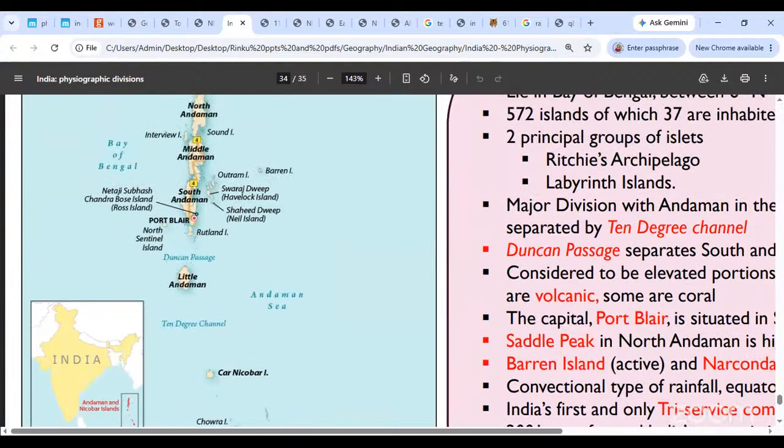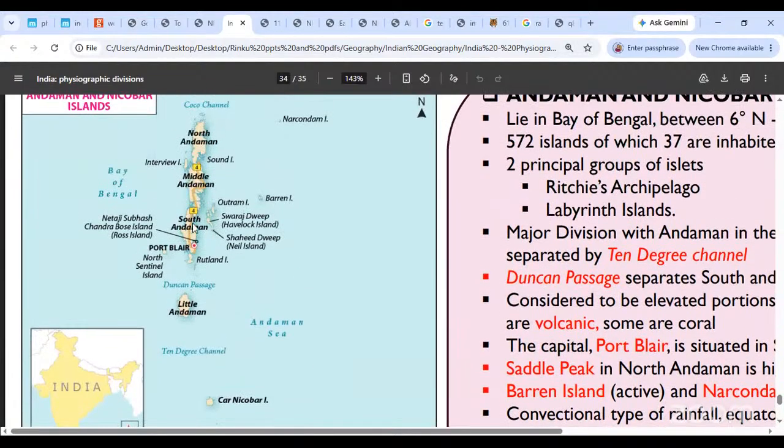And अगर आप देखें within the Andaman Islands, if you see these three islands, North, Middle, and South Andaman, और उनके बीच में एक water body है which separates it from the Little Andaman. Okay, so that water body is going to be called the Duncan Passage. Remember these. There is no other way of doing this.